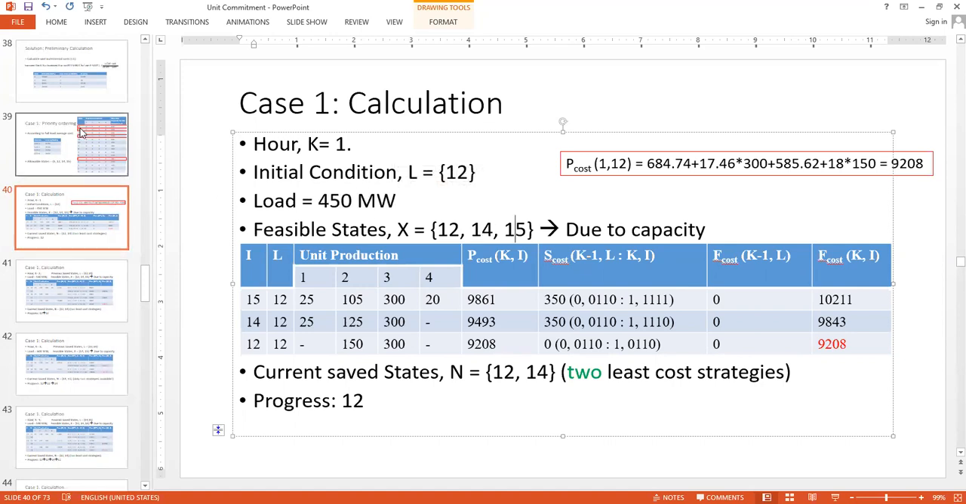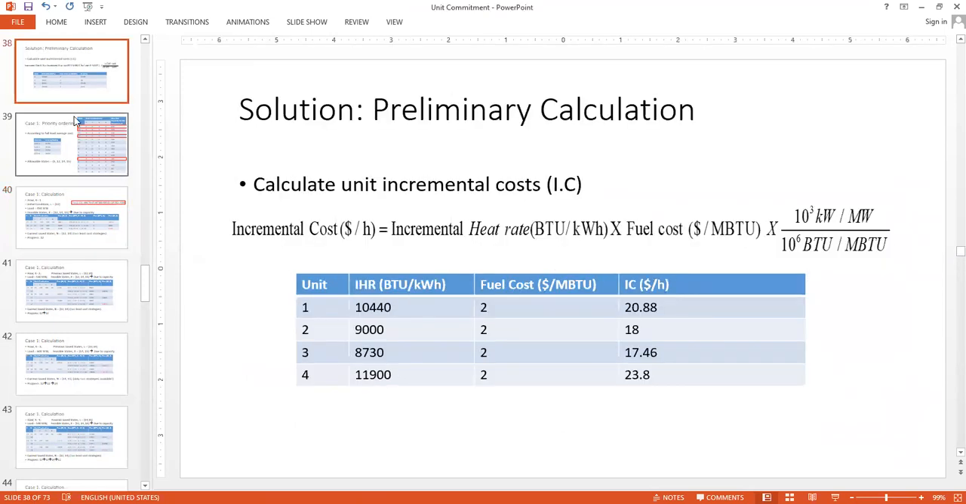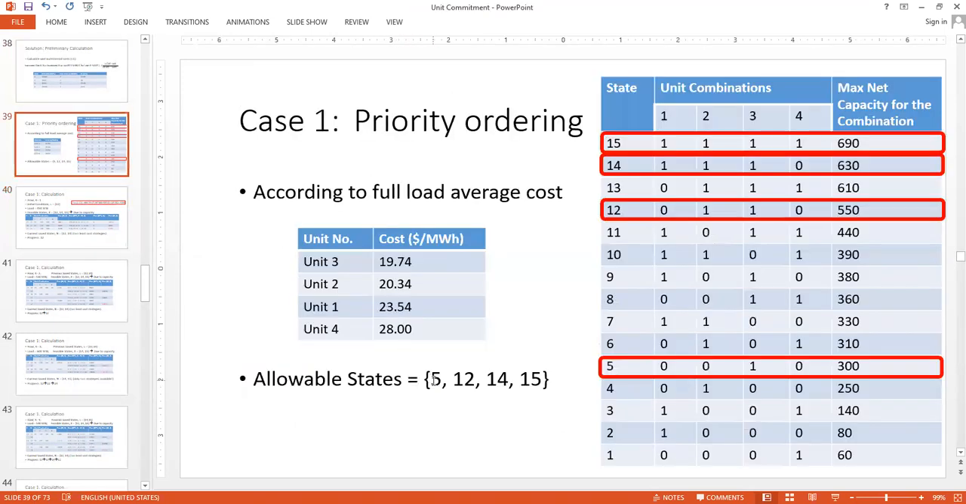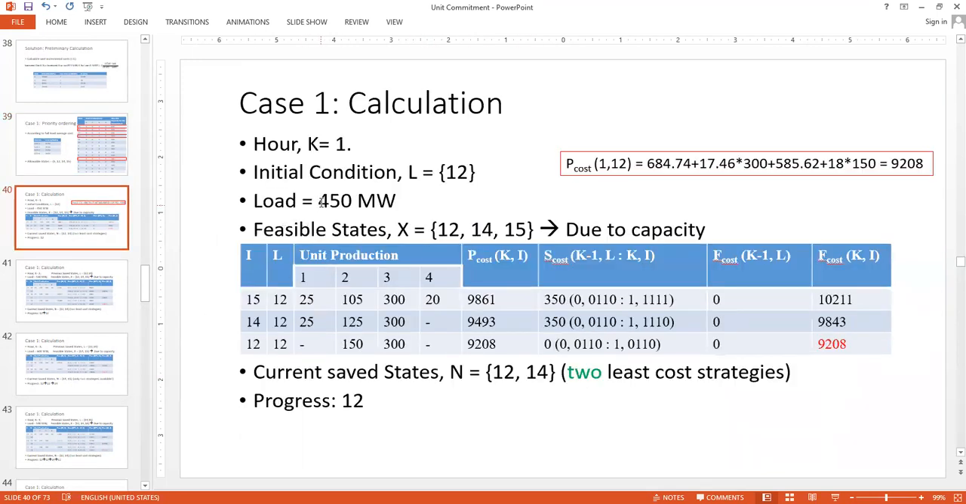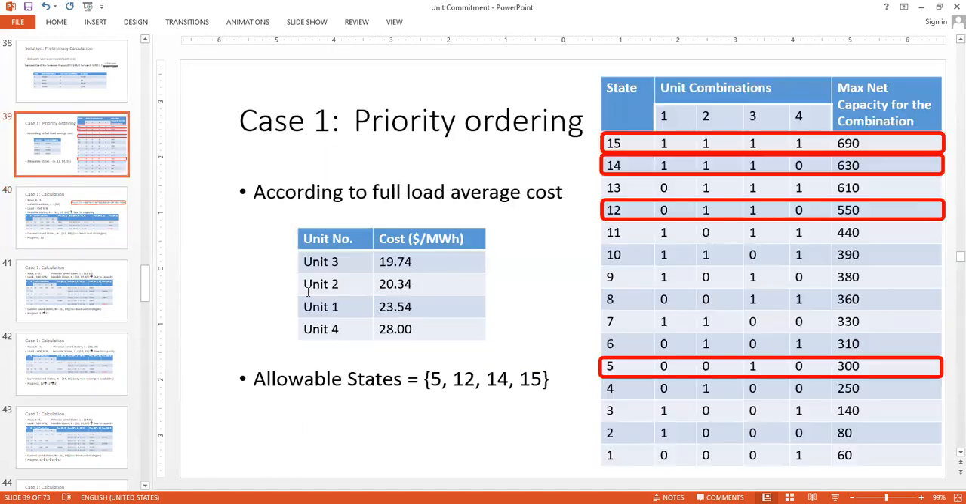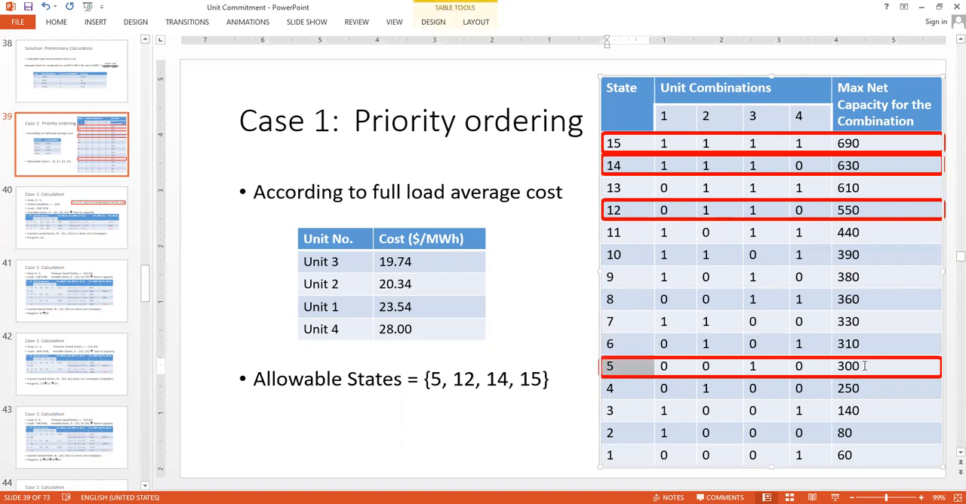There is a difference between feasible state and allowable state. Although in the allowable state list we found 4 states, that means 12, 14, and 15, as well as 5, remember, you have to satisfy a demand of 450 megawatt. But unfortunately, state number 5 is unable to provide that much. The capacity is only 300 maximum, which is not sufficient to satisfy 450 megawatt.